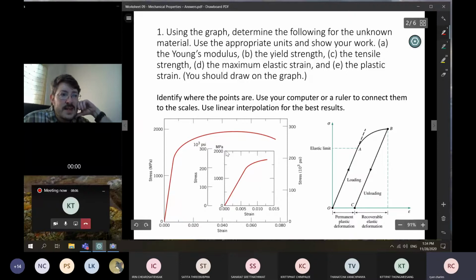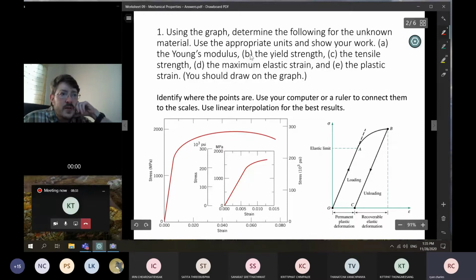You could also use the inset graph. This has been zoomed in a little bit. This is just the elastic portion. Ideally, you should get the same answers regardless of which of these graphs you use. But yeah, they could be a little different. Maybe it's not a perfect graph. So slope is Young's modulus.